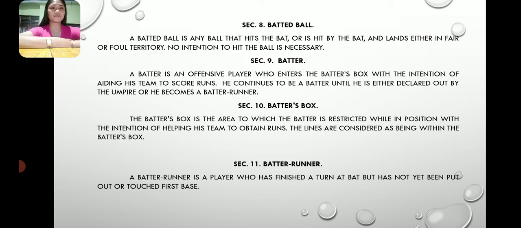Section 11, batter runner. A batter runner is a player who has finished a turn at bat and has not yet been put out or touched first base.